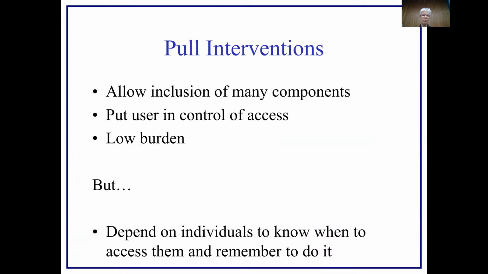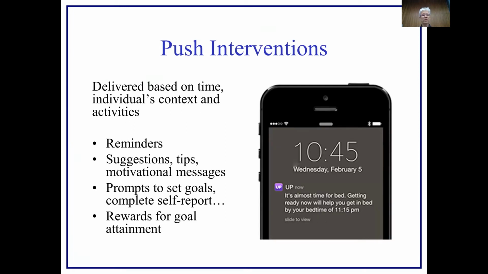The great thing about pull components is you can provide an enormous variety of different types of intervention support on the phone. Social support, helping people know where the nearest, say, AA meeting is in time and space. It's really nice. It's very low burden because the user doesn't even have to look at it if they don't want to. The problem in all of this is it depends on that individual to know when they need the support and to remember to do it at that time. That's the primary issue.